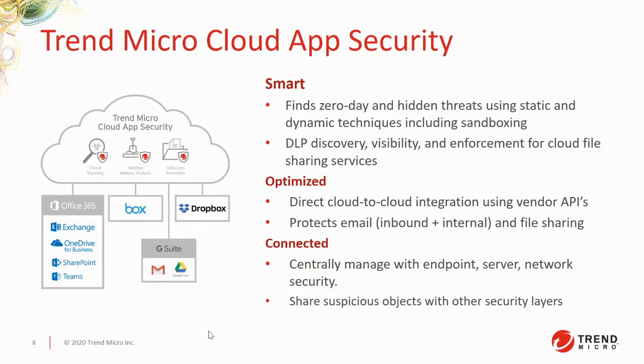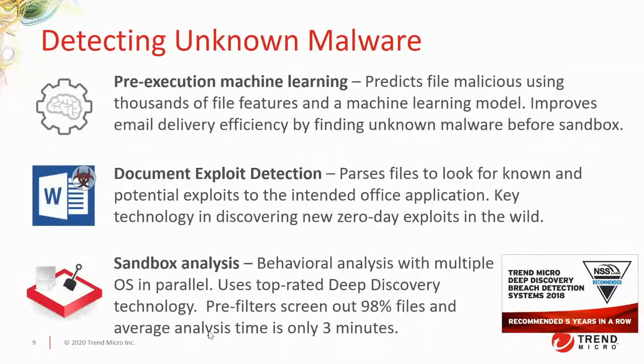It's an optimized solution since it has cloud-to-cloud integration through the vendor API. So with CAS, Cloud Application Security, we don't need to change the email flow. It's only a vendor API integration, and the service will be up and running, securing your internal emails, which are your mailboxes, and the cloud file sharing. With CAS, we can protect inbound, outbound, and internal email, and cloud file sharing. It's a connected solution, part of our XDR, cross-layer detection and response, which I'm going to talk about in the coming slides, and it also shares threat intelligence with Trend Micro products through Apex Central.